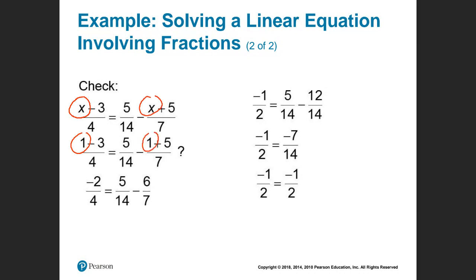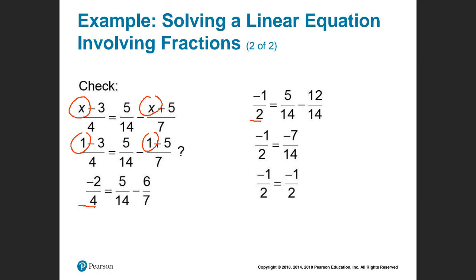Okay, so now we got the answer. 1 minus 3 is negative 2 over 4, equal to 5 over 14 minus 1 plus 5 is 6 over 7. Now for negative 2 over 4, we simplify. 2 divided by 2 is 1, 4 divided by 2 is 2. So we got negative a half on the left side.